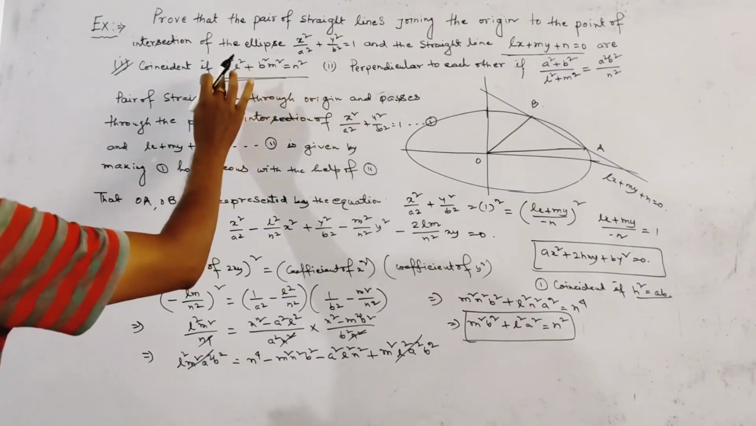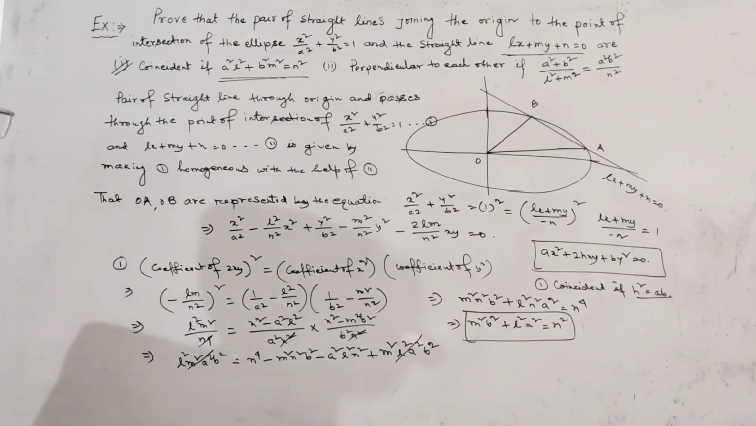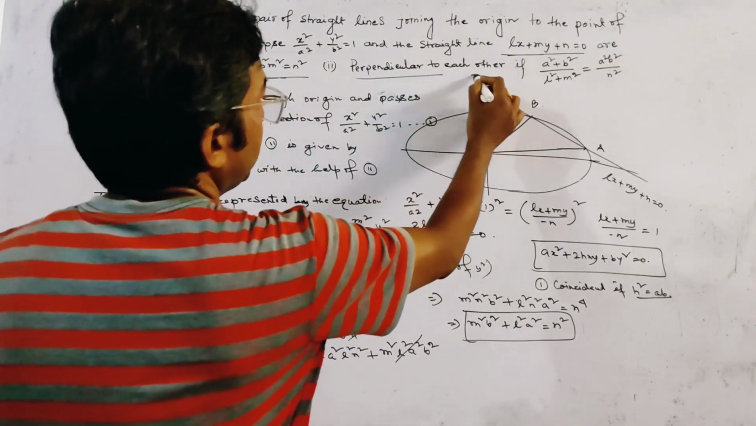This is our first required condition: a square l square plus b square m square is equal to n square. We get the first condition. Okay, and for getting the second condition, that the lines are perpendicular, it is very easy.